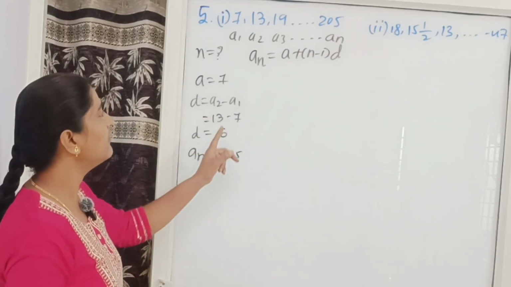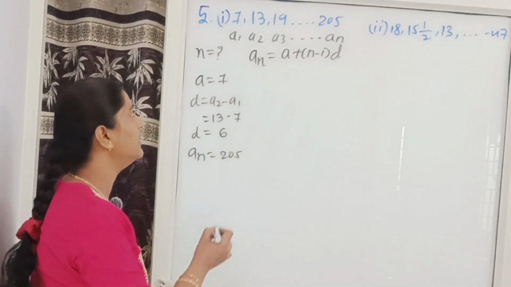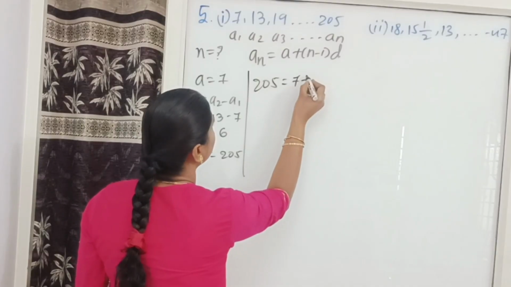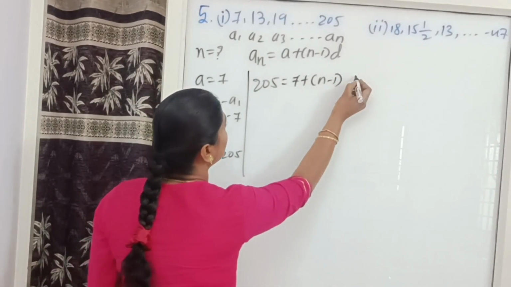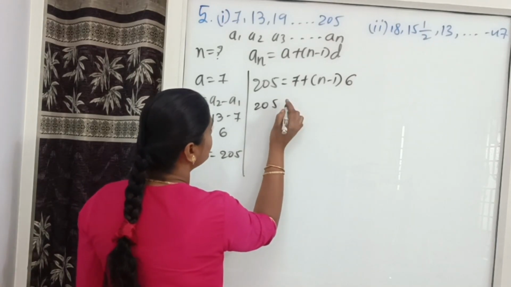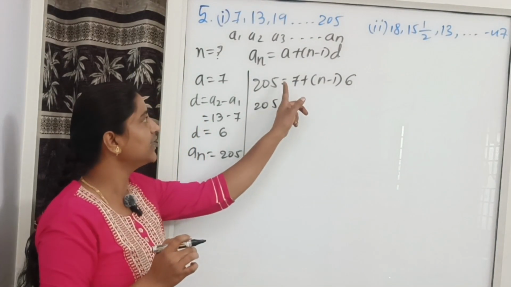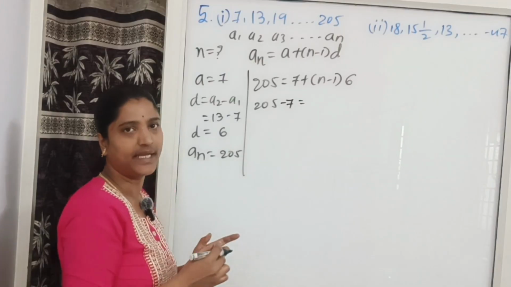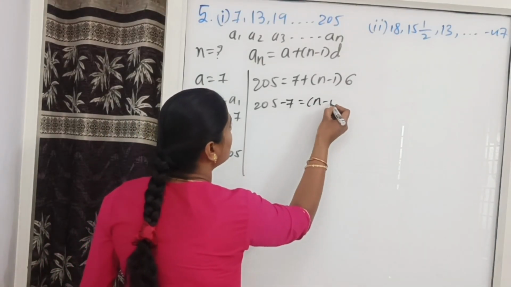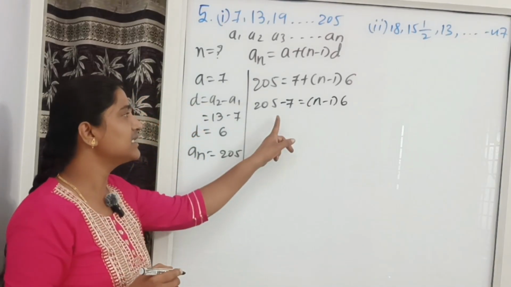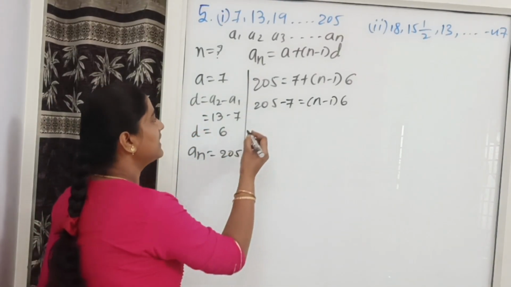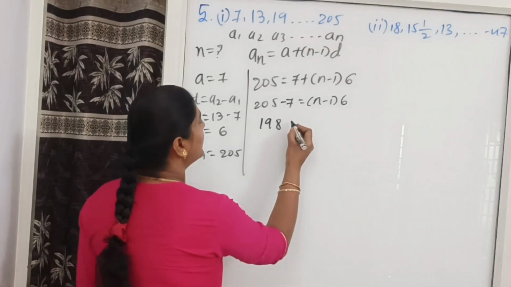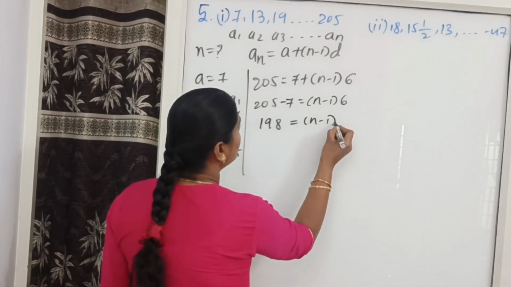Now once we have the values except n, substitute them in the formula. An is 205, and a is 7, n we need to find out, and d is 6. 205 minus 7. See, after the equal sign it is positive. If I transpose RHS to LHS side, its sign becomes negative. And the remaining thing here is (n - 1) into 6. 205 minus 7: 5 minus 2 is nothing but 198, isn't it? 198 plus 7 is 200 plus 5, 205. And here (n - 1) into 6.